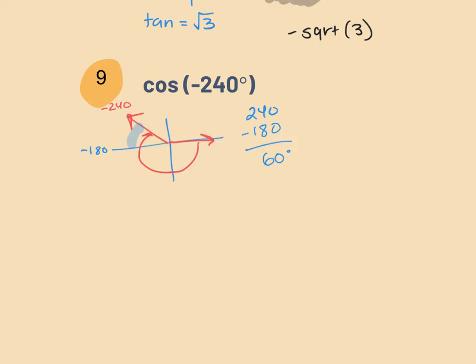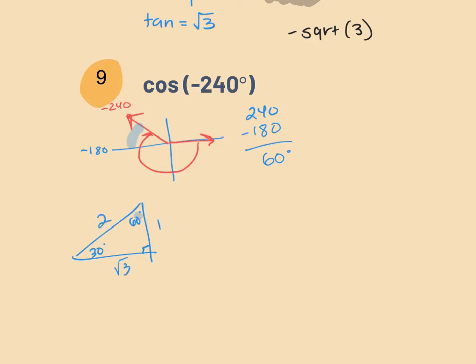So if it's negative, really find the location based on the negative angle, but then to find the reference angle, pretend as though it's positive. It's the same answer. Okay, so we're back to a 30, 60, 90 triangle. Opposite of 30 is 1. 60 is root 3. 90 is 2.